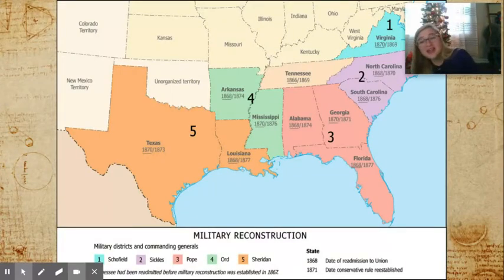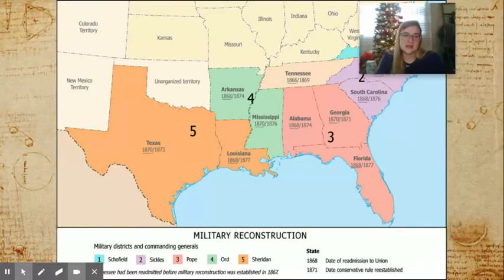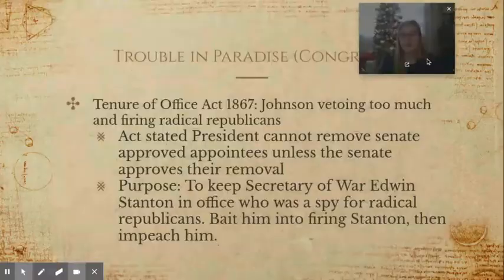The date on the right is the date that conservative rule is kind of reestablished, and that date is the date that basically military Reconstruction ends in that area, and the rights and the idea of Reconstruction will not be as protected there, okay?